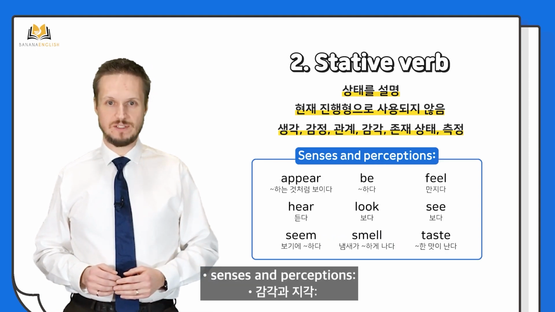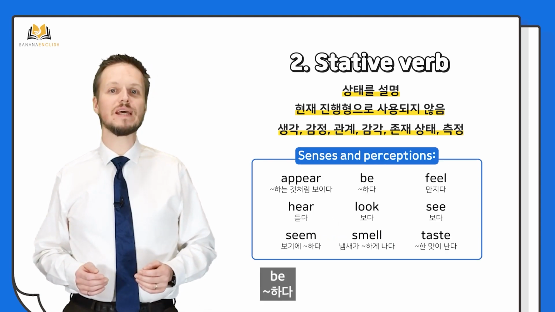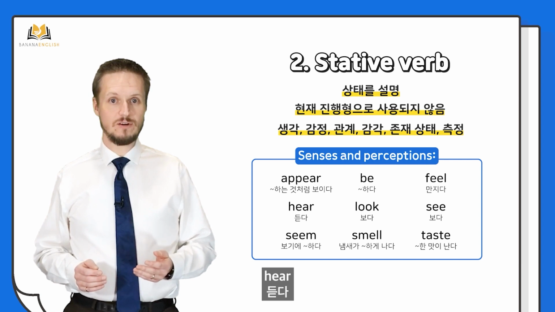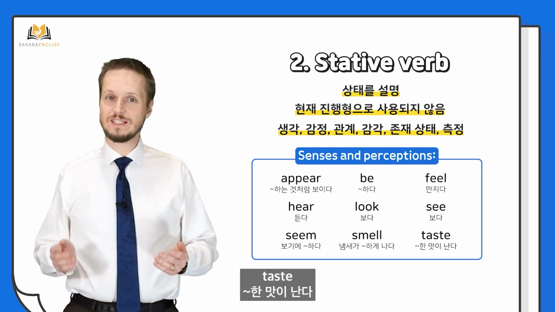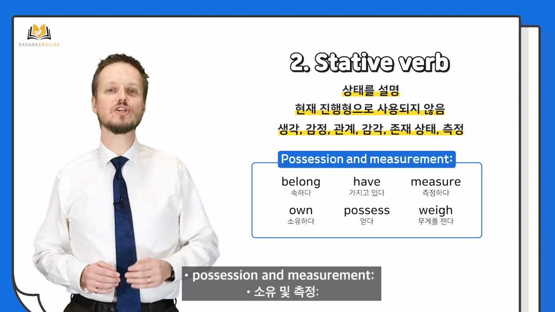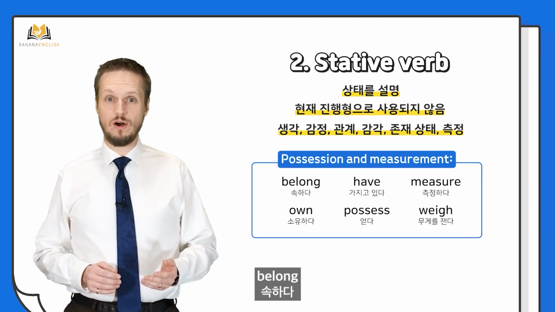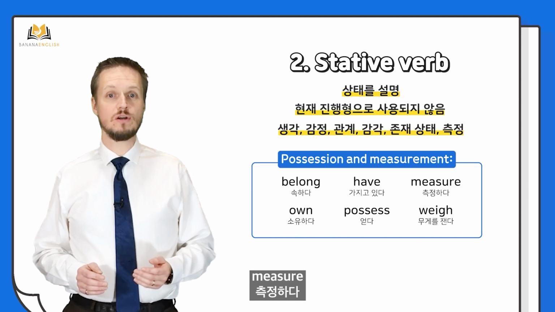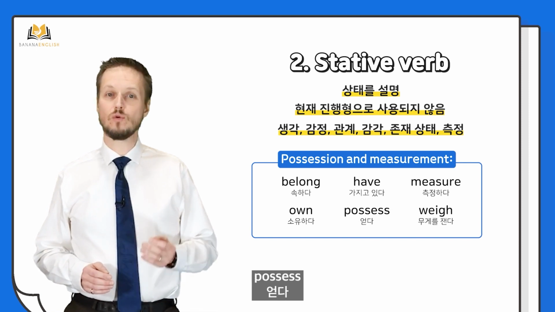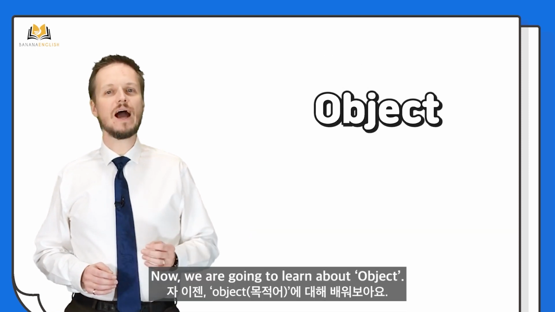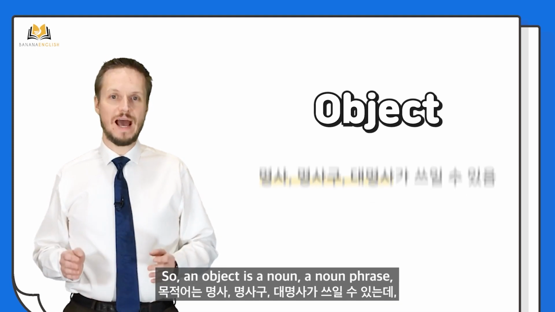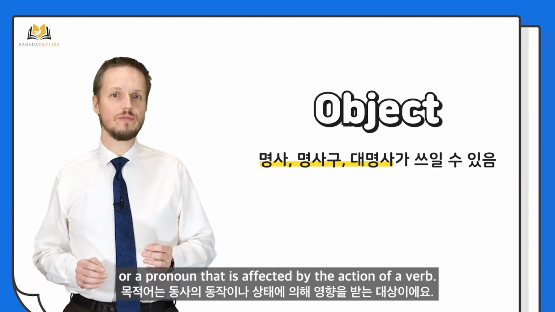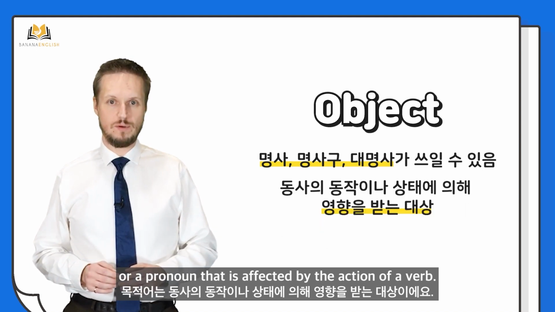Senses and perceptions: appear, be, feel, hear, look, see, seem, smell, taste. Possession and measurement: belong, have, measure, own, possess, weigh. Now we are going to learn about object. So, an object is a noun phrase or a pronoun that is affected by the action of a verb.